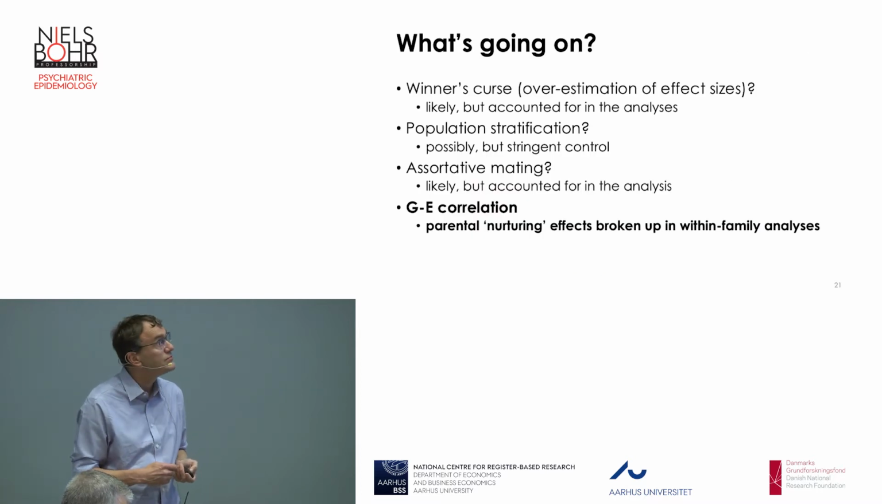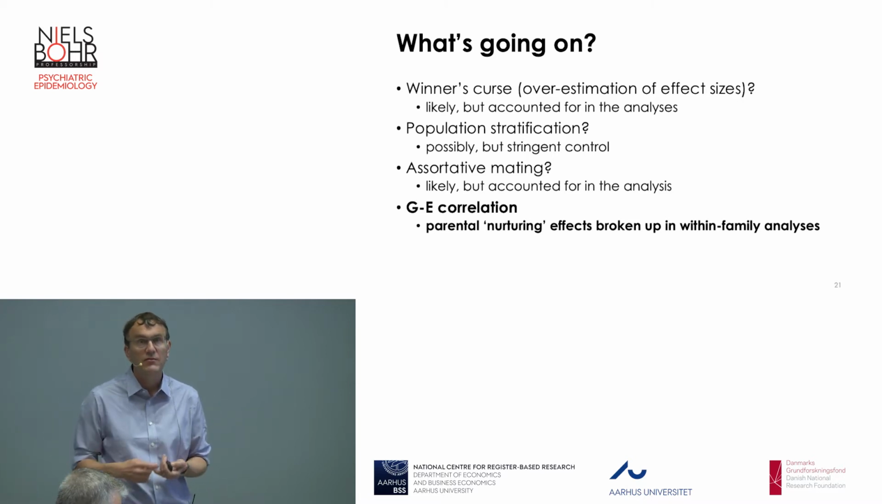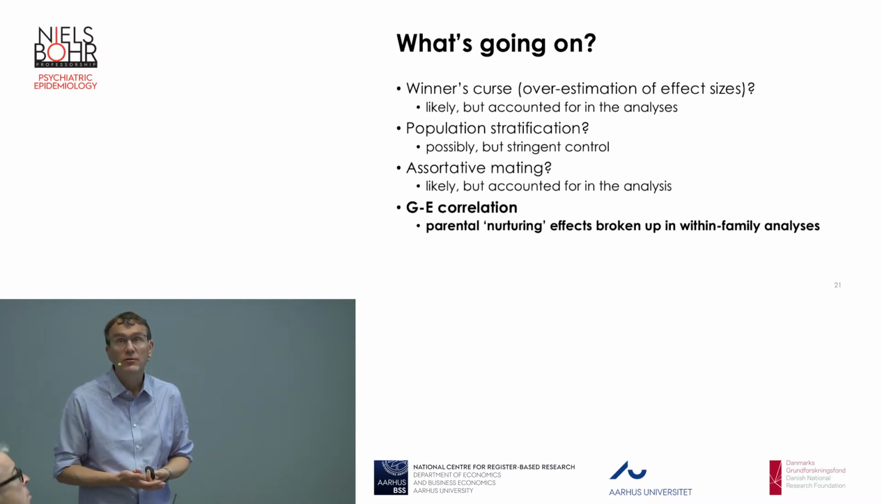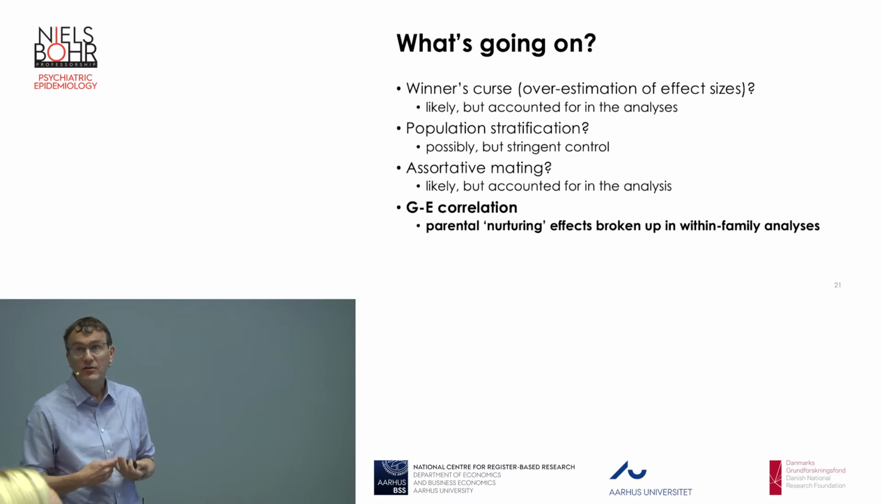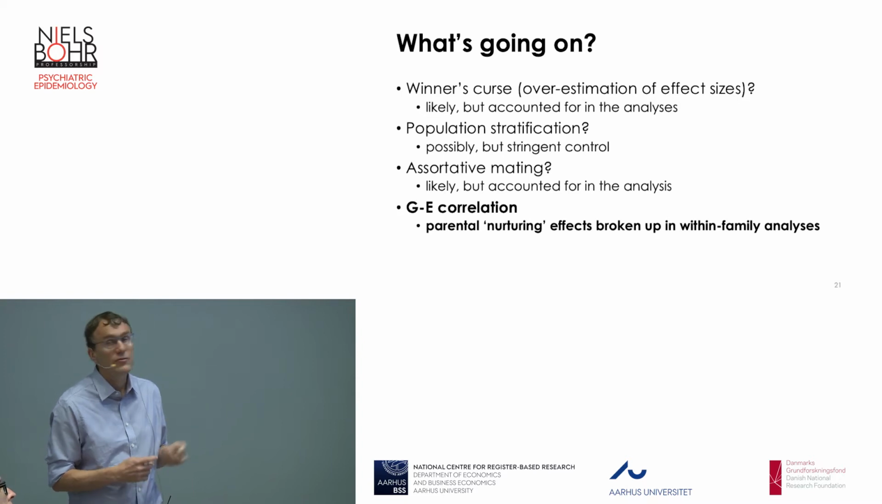So the question is, what's going on? Let's think of a few possible explanations why these effect sizes can be so different. The first of all is Winner's curse, that the effect sizes we estimated from the 1.1 million people are hugely overestimated. This is likely, but we try to account for that quite rigorously in the analysis. How about population stratification, which is a confounder which could also lead to spurious results or overestimation of effect size? Possibly, but we had quite stringent control on population stratification, and we don't think that's the likely explanation. What about assortative mating? Yes, there's likely to be assortative mating on either educational attainment itself or something correlated with it. But as I showed you, we try to account for that in the analysis.